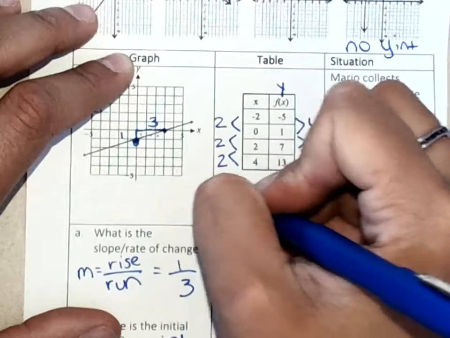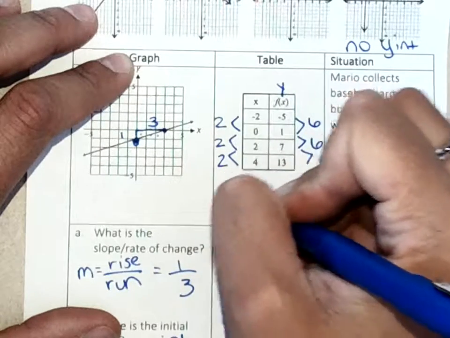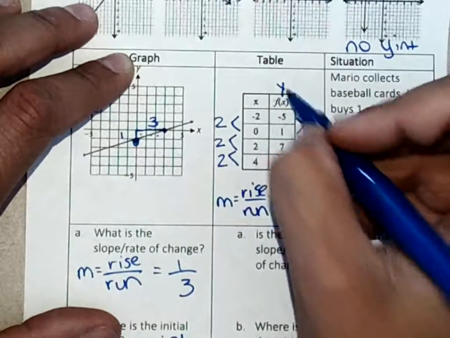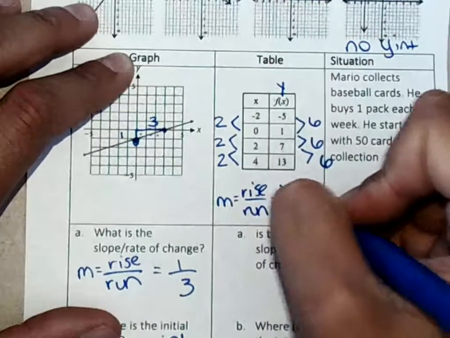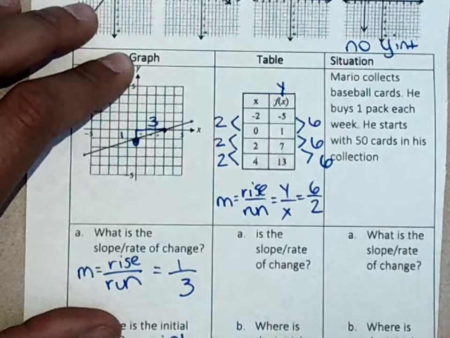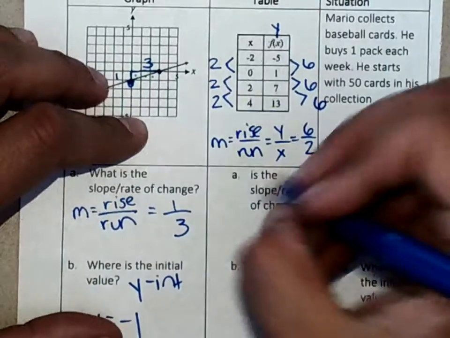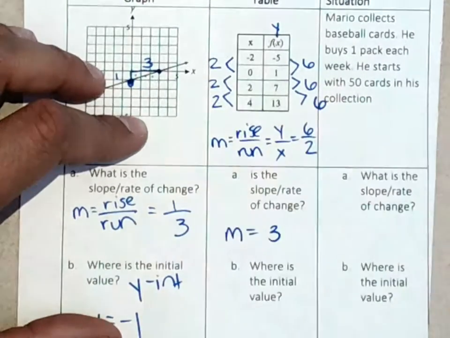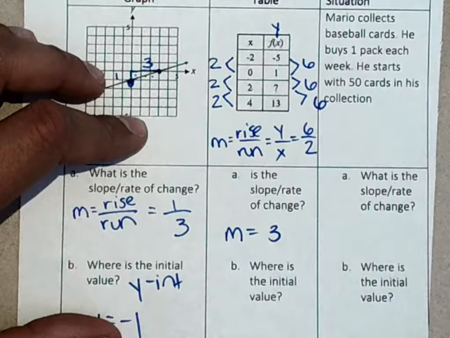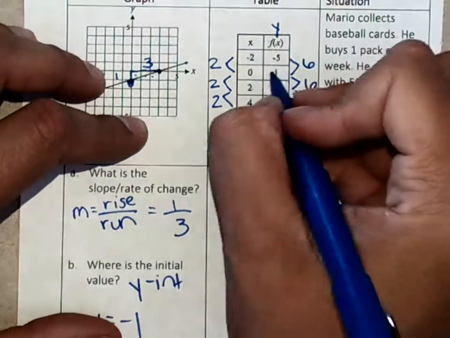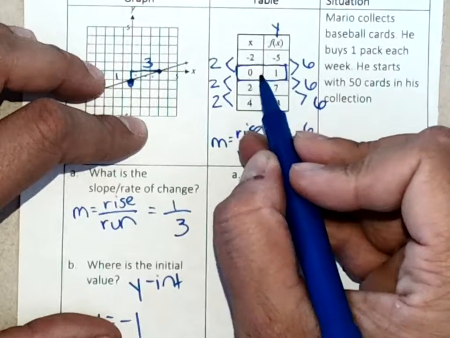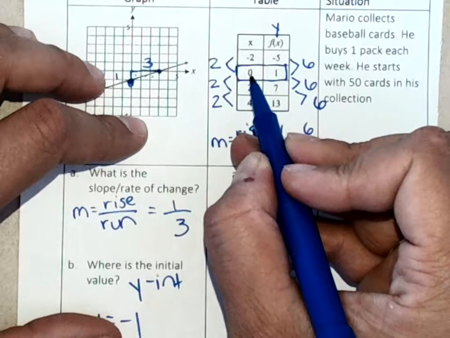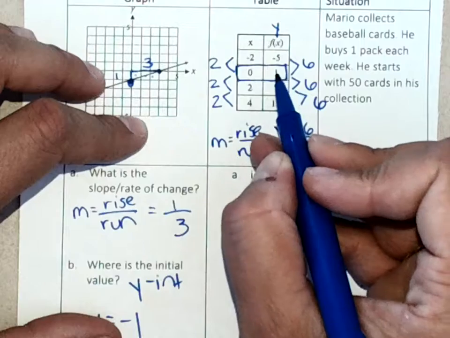And finally, we put our rise over our run. Our rise is our y values, and our run is our x values. So we're going to put 6 over 2. This gives us a final slope of 3. The initial value is where x is 0. So we know that our graph crosses the y-intercept, or the y-axis, at 1.